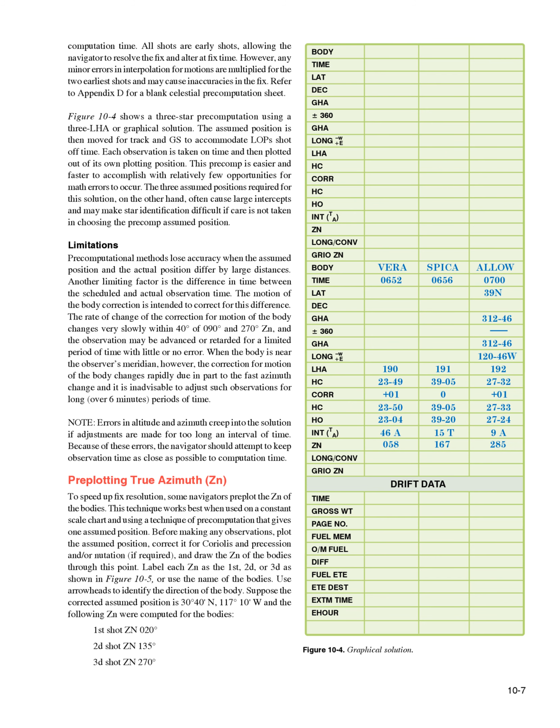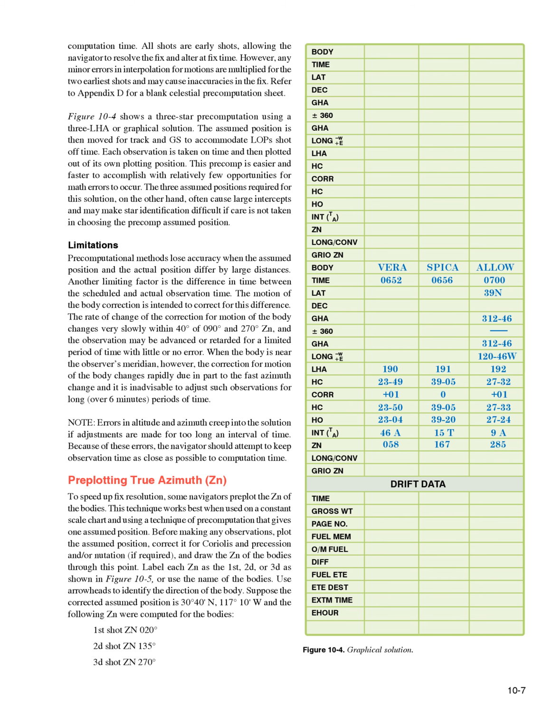When the body is near the observer's meridian, however, the correction for motion of the body changes rapidly due in part to the fast azimuth change, and it is inadvisable to adjust such observations for long, over 6 minutes, periods of time. Note, errors in altitude and azimuth creep into the solution if adjustments are made for too long an interval of time. Because of these errors, the navigator should attempt to keep observation time as close as possible to computation time.